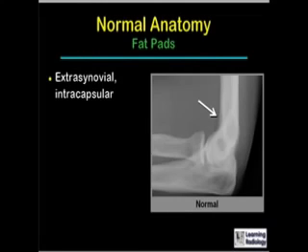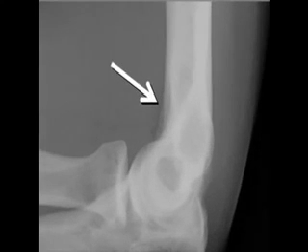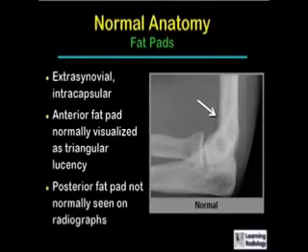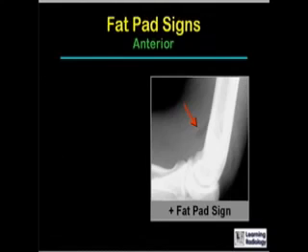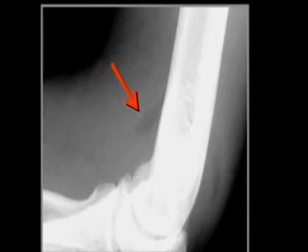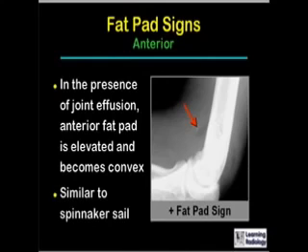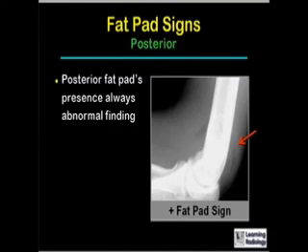The anterior fat pad may be normally visualized as a triangular radiolucency, as is shown by the white arrow. A posterior fat pad should normally not be seen on radiographs. In the presence of a joint effusion, the anterior fat pad will become elevated, as it is here, and it may become convex outward. It is similar in appearance to the spinnaker sail on a sailboat. The appearance of a posterior fat pad sign is always an abnormal finding.